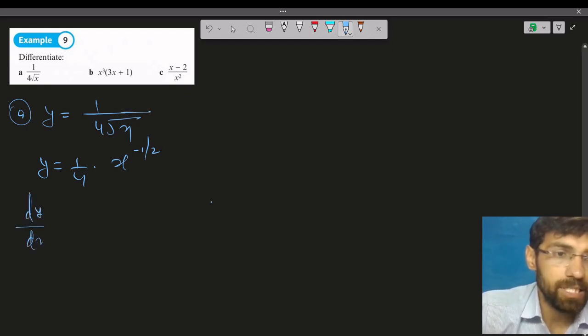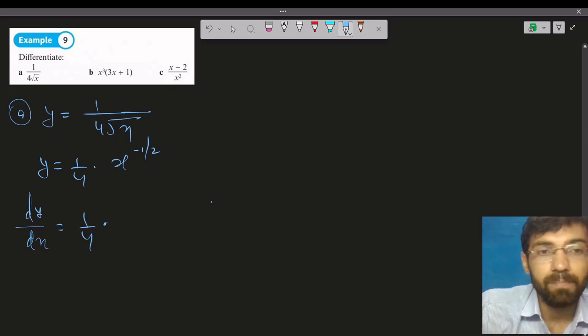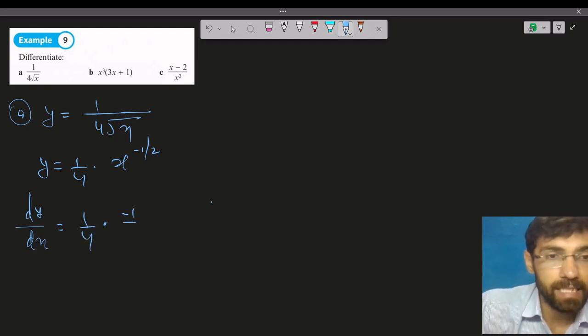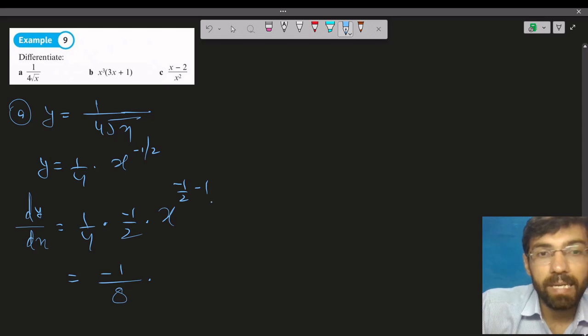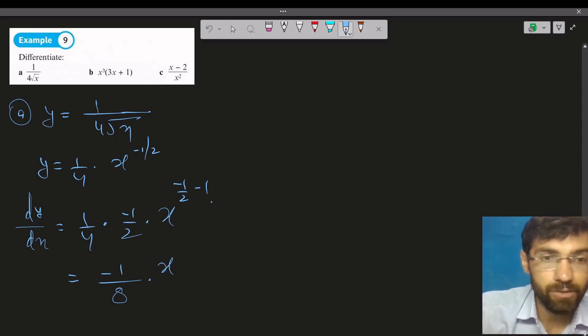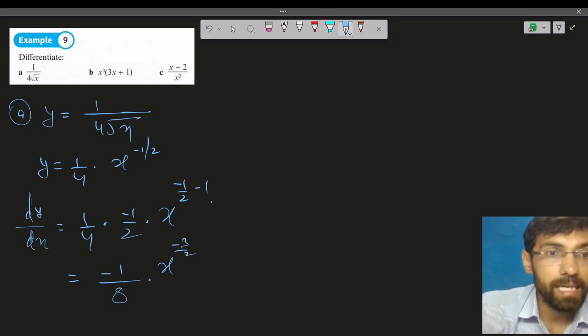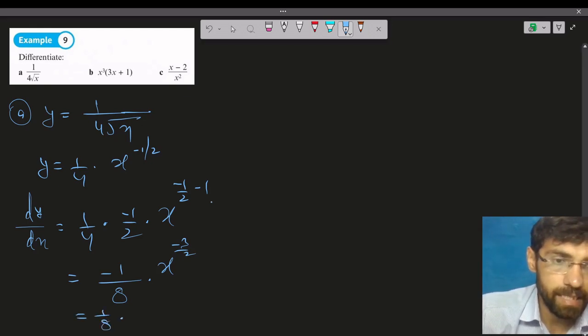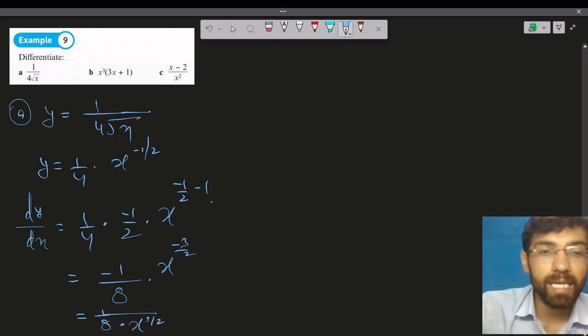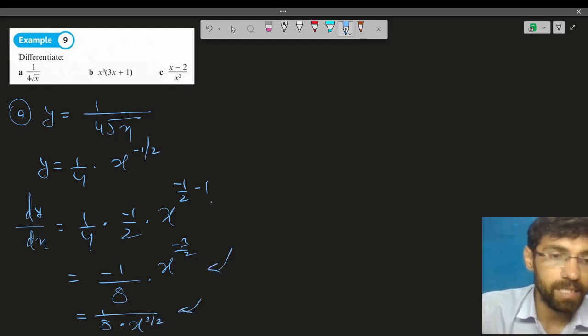So my dy by dx this time will be 1 by 4, which will remain as it is, constant. And now I will use the power rule. The power minus half will jump off, and the power will decrease by 1, so minus half minus 1. This is minus 1 upon 4 into minus 1 minus half, which is minus 3 by 2. So x raised to minus 3 by 2. Since it is a negative power, you can write this as 1 by 8 upon x raised to 3 by 2 if you want a positive power. So either you can leave your answer here, or you can leave your answer here.